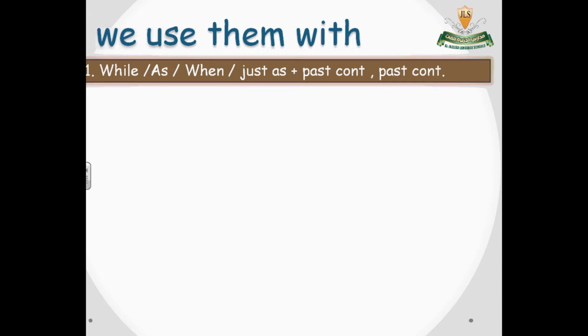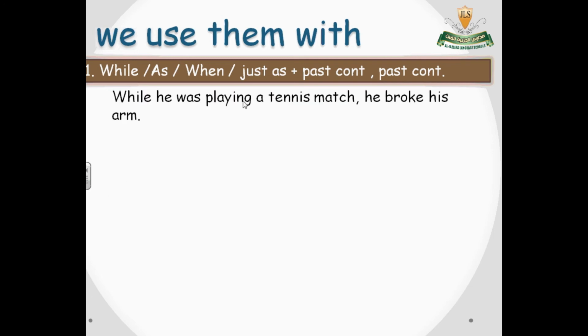I can use it with while, as, when, just as, with past continuous and past simple, and I can also use both with past continuous tense when I'm telling you that the two actions are happening at the same time. For example, while he was playing a tennis match, he broke his arm. This is what? Two actions happening in the past, but one interrupted the other.